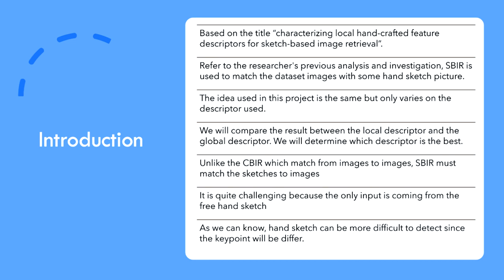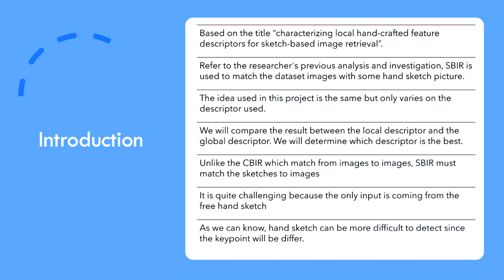So unlike CBIR, content-based image retrieval, which matches images to images, SBIR must match sketches to images. CBIR is basically similar to SBIR, only that with CBIR we put in an image, for example a flower image, to produce results of other flower images with a different angle. With SBIR, we sketch the flower and the result will appear like what we sketched earlier. It is quite challenging because the only input is the freehand sketch. As we know, freehand sketches can be more difficult to detect since the key points will be different.